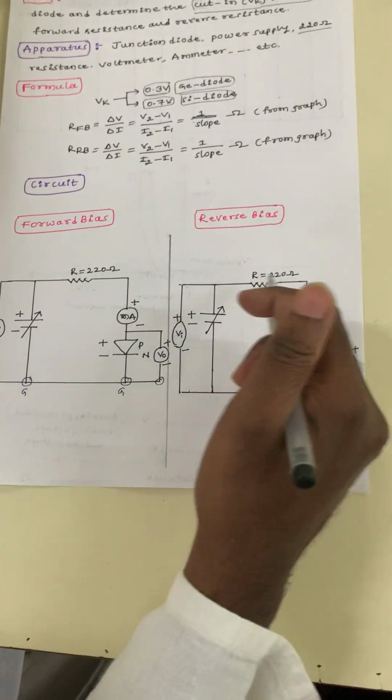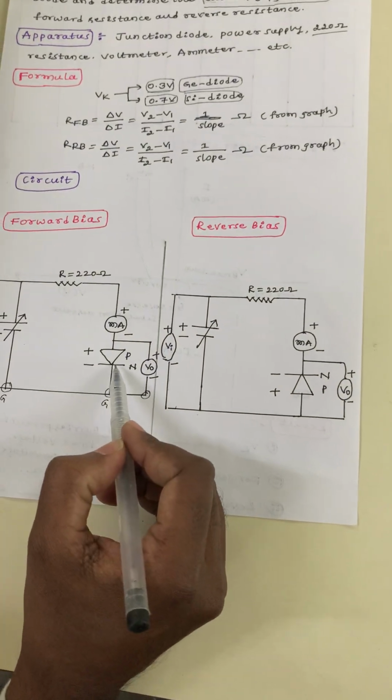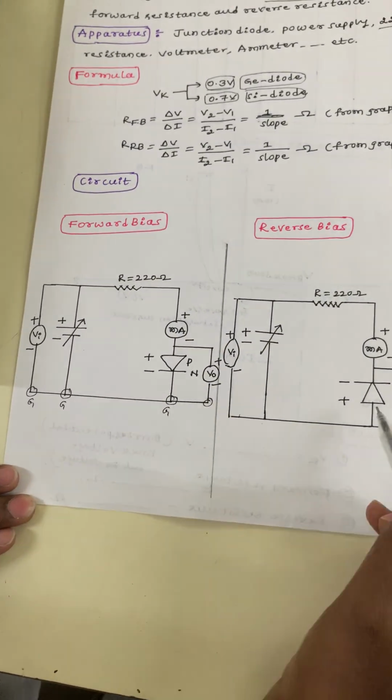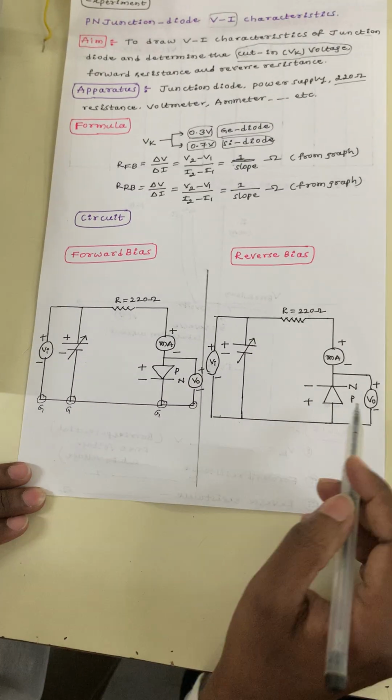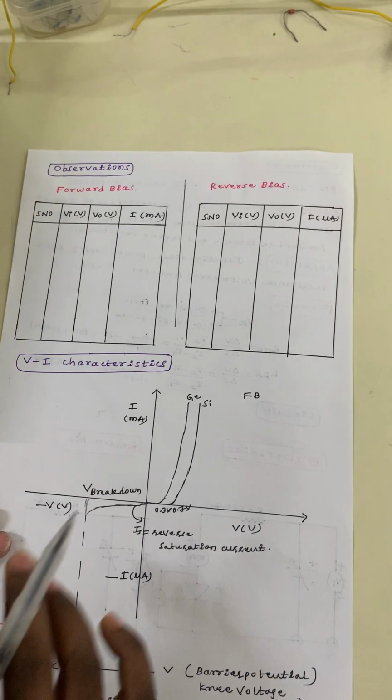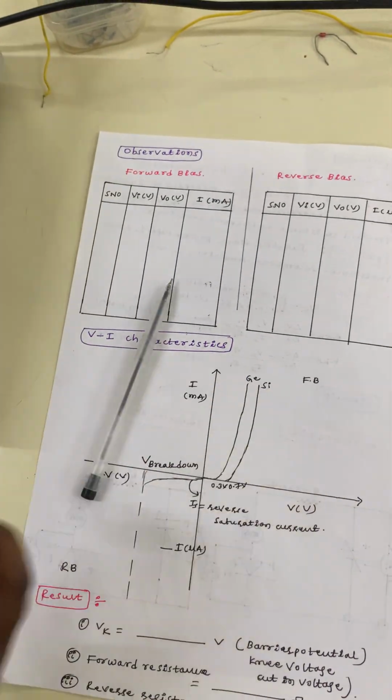The reverse bias is also the same. Once you interchange the diode negative to positive and positive to negative, then it goes to the reverse bias. Now let's see how we calculate the observations.